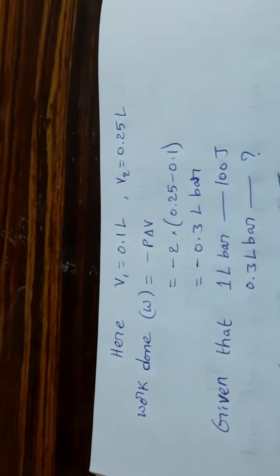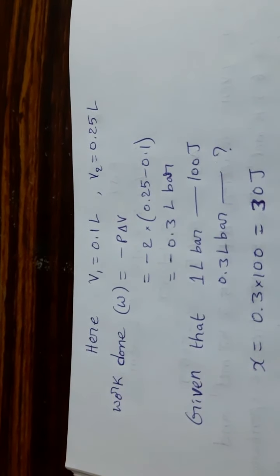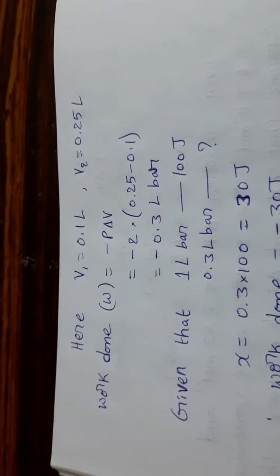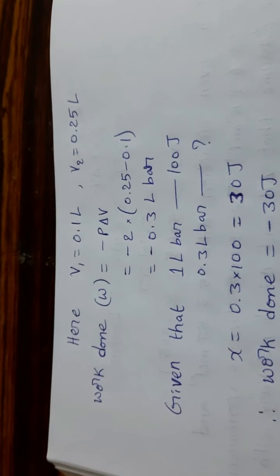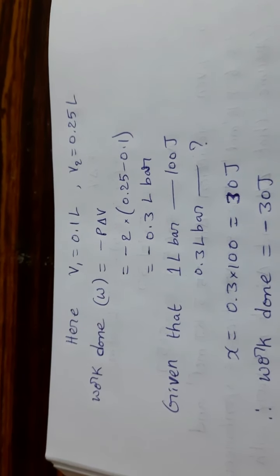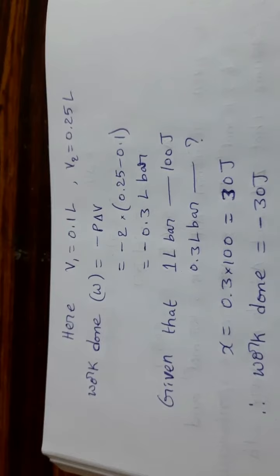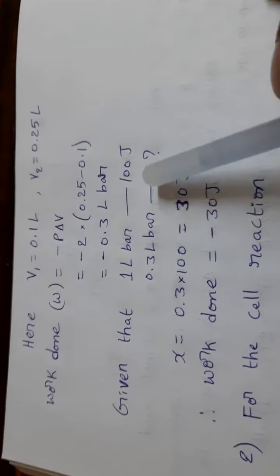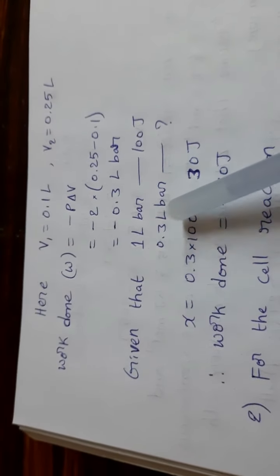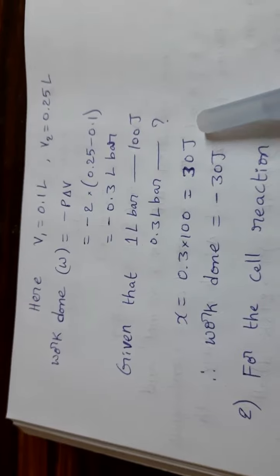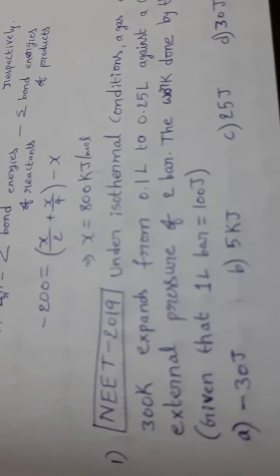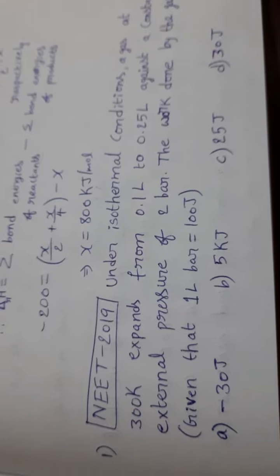Here V1 0.1 liters, V2 0.25 liters. Work done W equal to minus P delta V. Pressure is 2 atmosphere, minus 2 into delta V, V2 0.25 minus V1 0.1. That equal to minus 0.3 liter bar. Now 1 liter bar equal to 100 joules. 0.3 liter bar, how many joules? 30 joules. So work done equal to minus 30 joules. So what is the option? Minus 30 joules means option A is the answer.